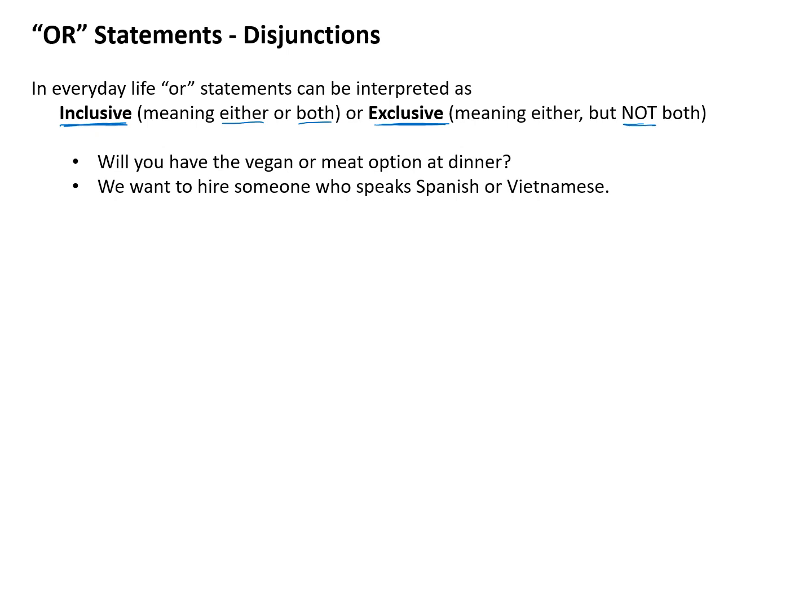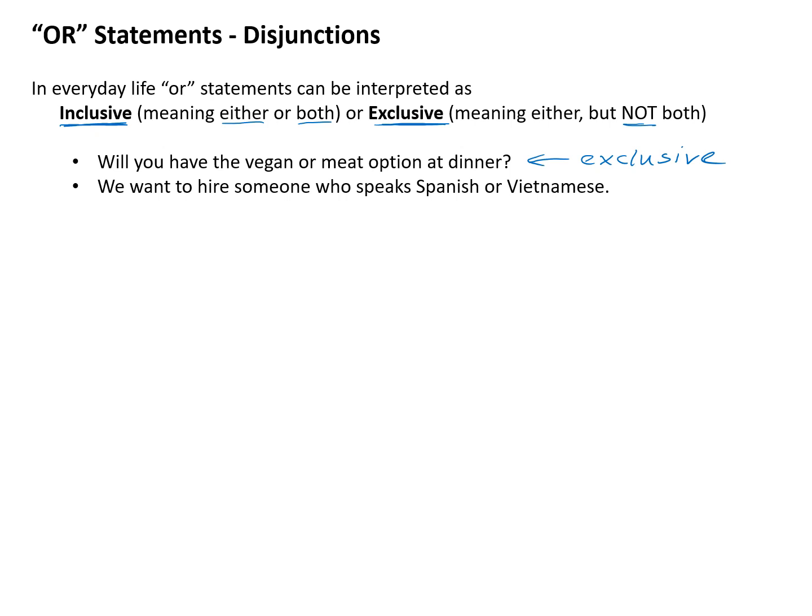So for instance, if you were asked, will you have the vegan or the meat option at dinner? Generally, if you're going to dinner for an event, they're going to give you one or the other option, not both. So this is an exclusive or. You're going to get the vegan option or you're going to get the meat option, but not both, at this maybe charity dinner, say.